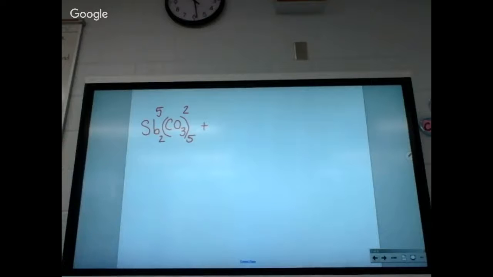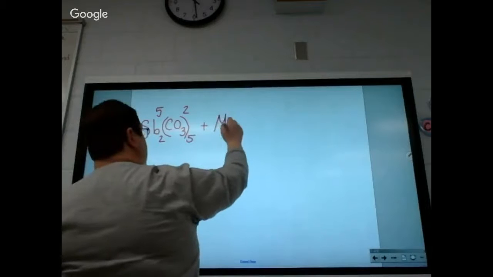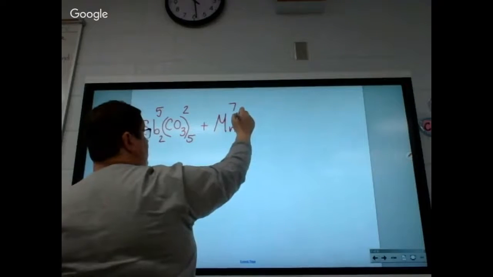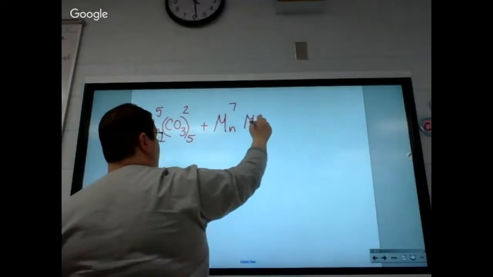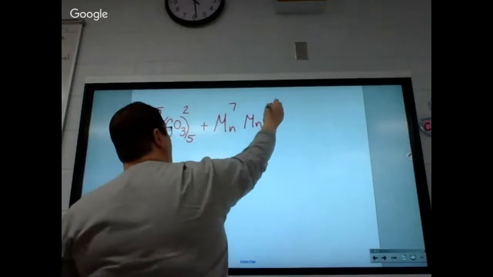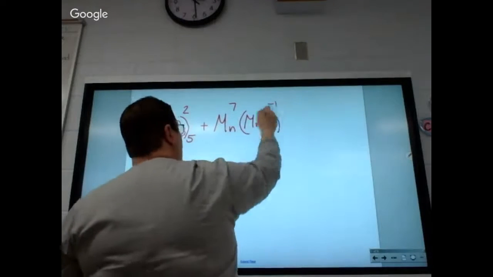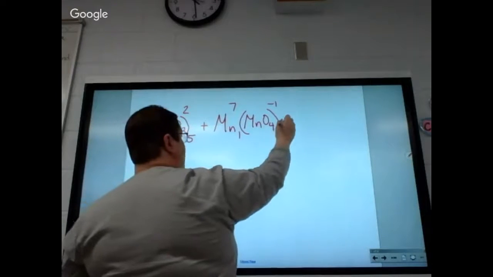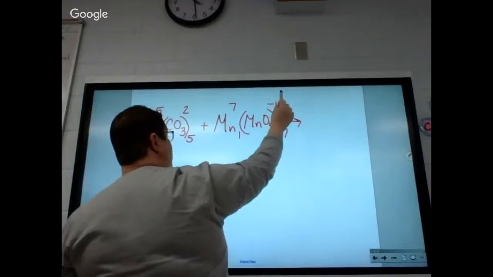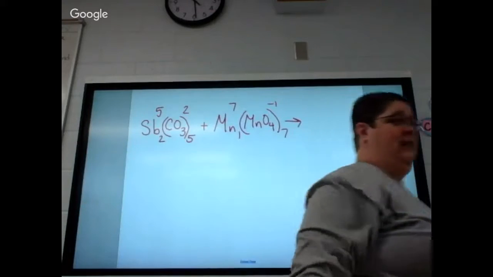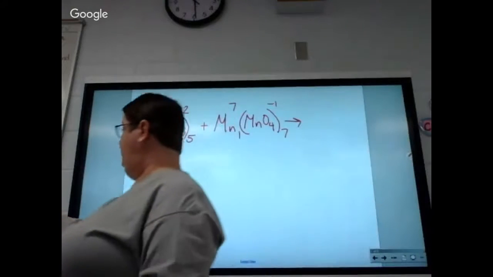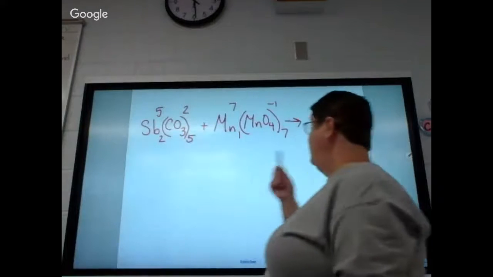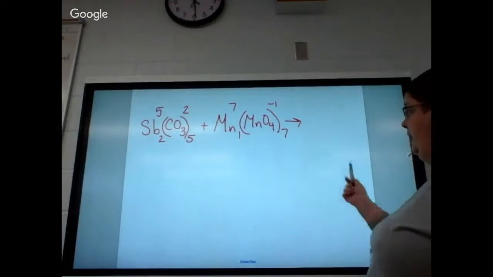Plus. All right, what is it reacting with? Manganese 7. Permanganate. Okay, MnO4, and it has a -1. So parentheses, 1 comes down, 7 comes down. Now, today, we're going to have this, and that's it. Okay, when we get down here to double displacement, that's this thing. That's all I'm going to give you. You're going to have to give me everything else after the arrow.